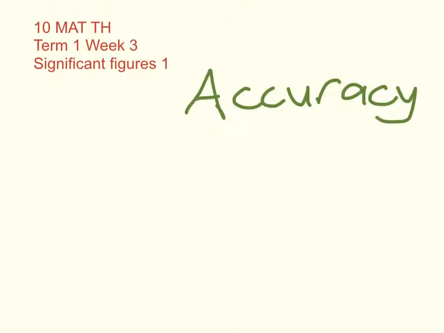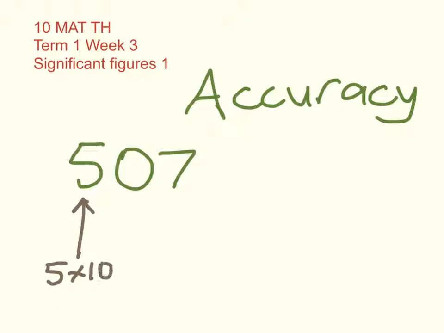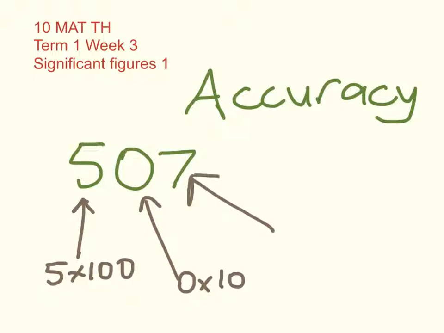So if we look at a number like 507, we can think about what each of the digits in that number represent. Well, the 5 means 5 hundreds. The 0 means that there were no tens. And the 7 means that there were 7 ones. So you can think of each of those digits as being meaningful. So 507 has 3 significant figures.